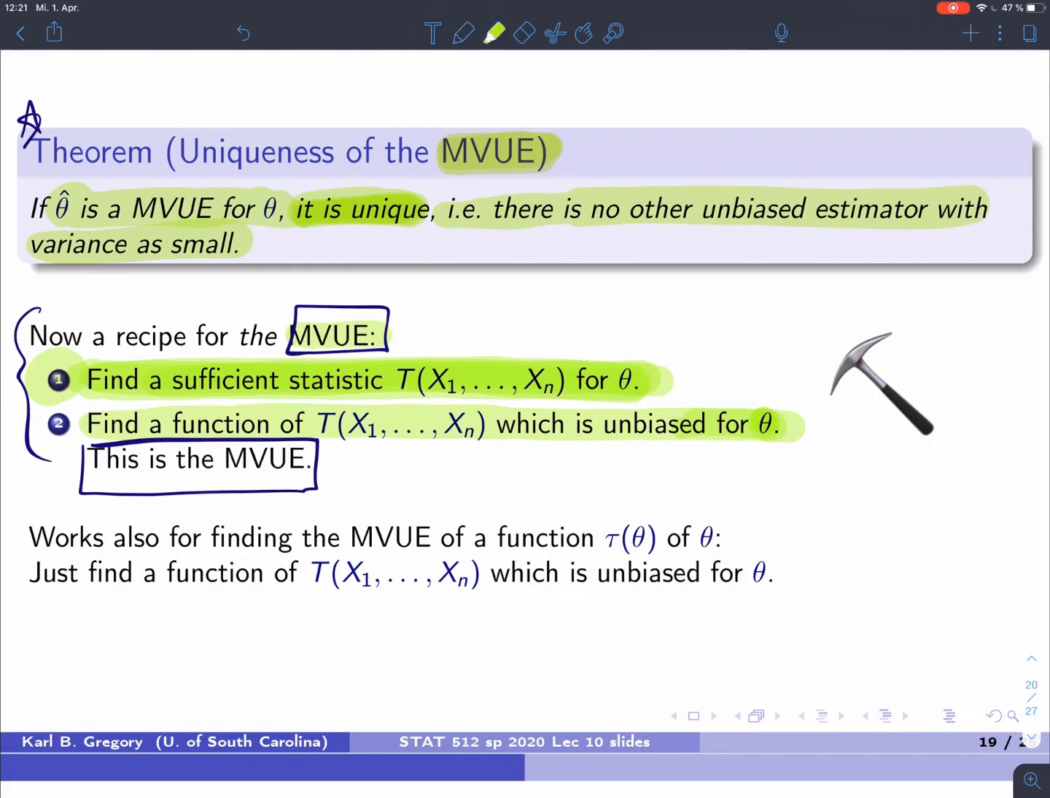Okay, we'll see an example of this. Let's say we want to find the estimator of some function of a parameter. We also just need to find a sufficient statistic for that parameter, and then we find a function of that sufficient statistic which is unbiased for, this should say tau theta. Tau theta. We'll see an example of this.